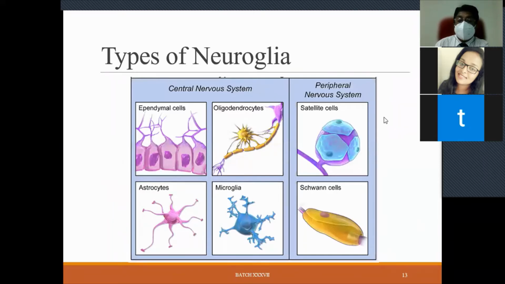And in the peripheral nervous system, there are two kinds of neuroglia. One is called satellite cells. The other one is called Schwann cells. So you heard about Schwann cells a lot when we had our first presentation. So these are the main neuroglial cells in the central nervous system, and these two are the main neuroglial, or the protecting cells, of the peripheral nervous system.